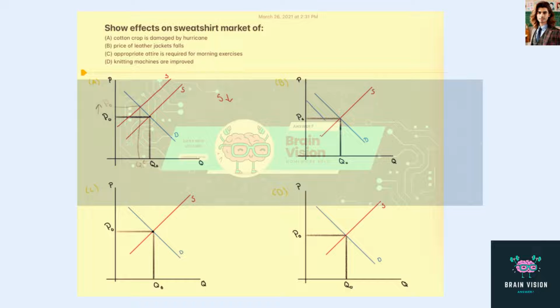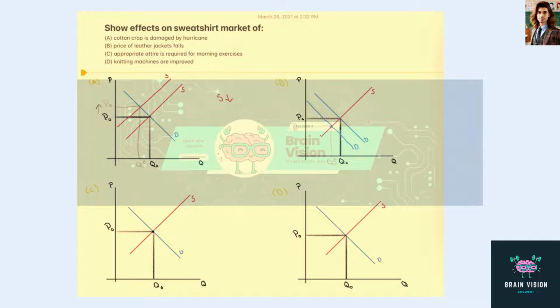So this demand curve is likely to decrease. And as a result of that, we're going to see our equilibrium shift as well, meaning that our new equilibrium will sit in here. Our quantity is going to decrease, and our price is going to decrease.